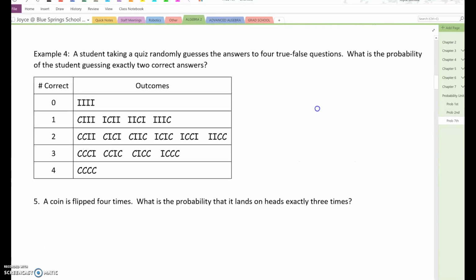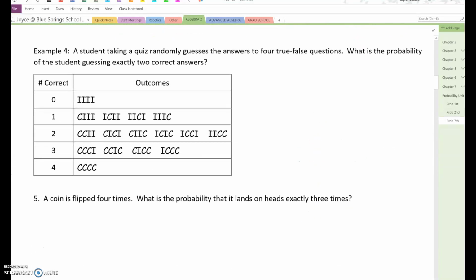Okay, on the next page, originally, the book gives you this chart and asks you to fill this in. This is one of those moments where you can't think too simply about probability. A student taking a quiz randomly guesses the answers to 4 true-false questions.